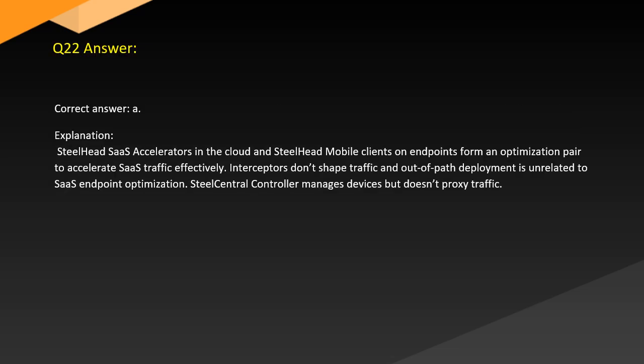Answer. Correct answer: A. Explanation. Steelhead SaaS accelerators in the cloud and Steelhead Mobile clients on endpoints form an optimization pair to accelerate SaaS traffic effectively. Interceptors don't shape traffic, and out-of-path deployment is unrelated to SaaS endpoint optimization. SteelCentral Controller manages devices but doesn't proxy traffic.